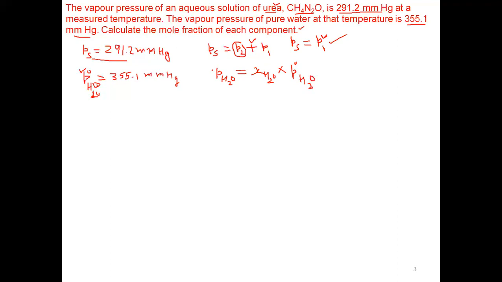Now this P water is equal to PS, because as I explained to you, the total vapor pressure is equal to the sum of the vapor pressures from the individual components. But for component 2, we denote it as 2 for the solute, it was non-volatile, so its value was 0 because it does not contribute to the vapor pressure. So the vapor pressure of the solution was equal to the vapor pressure of the solvent, and in our case the solvent is water.